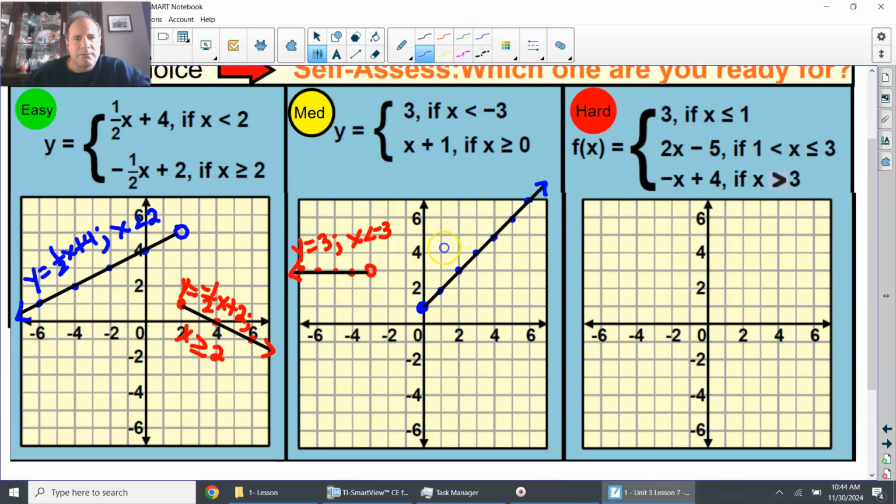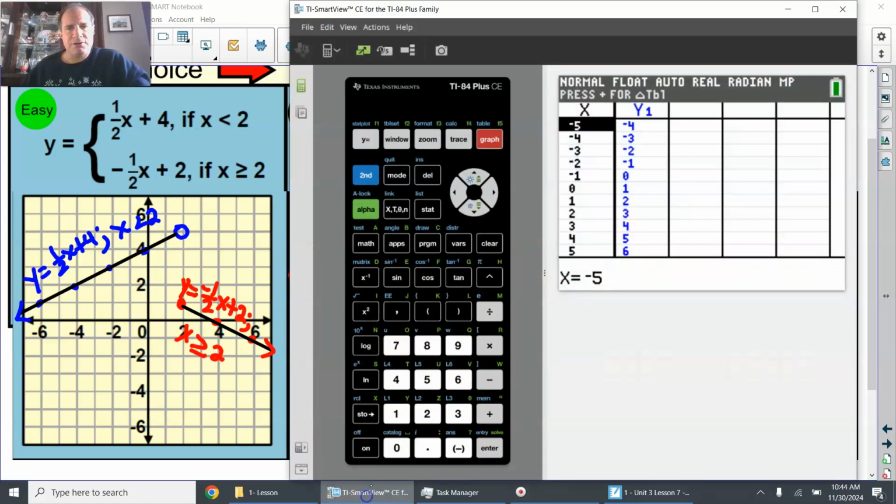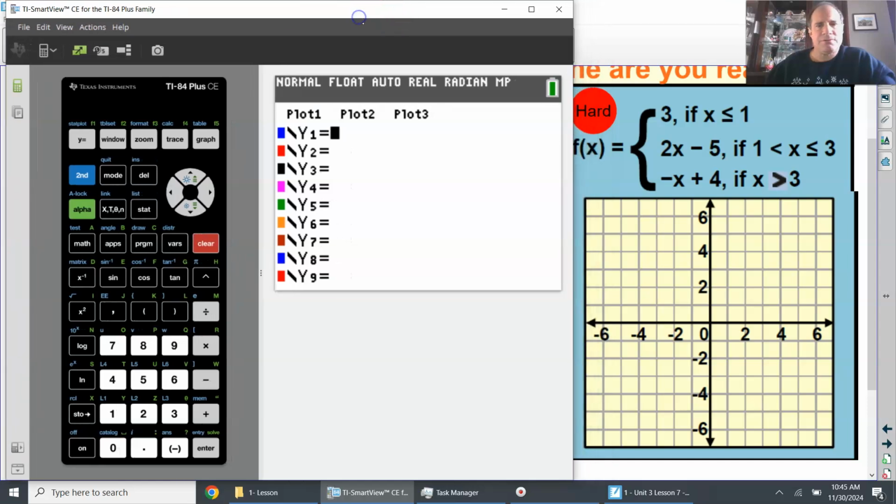Okay. I can't believe it. And that is it. For this one, there's 3. This is a more difficult one. 3 functions. So we are going to move this over as much as possible. There we go. Y equals 3.